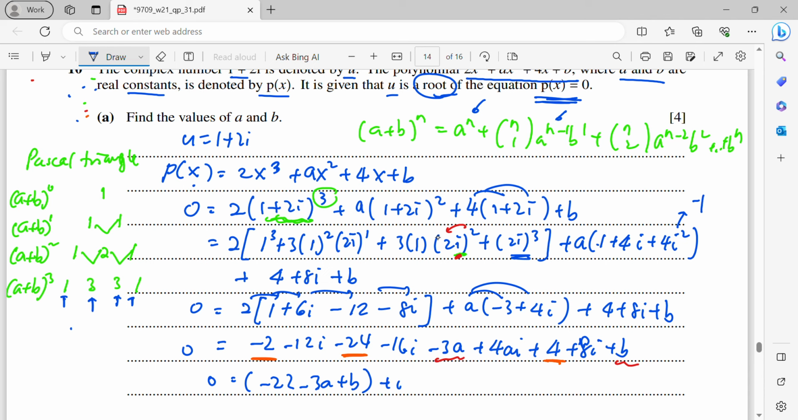So for the imaginary part, so now count. Negative 12i minus 16i, I will get negative 28i. Okay, let me check. Then here you have 4a and then 8i. Okay, wait. Now, negative 12 minus 16, I get negative 28. Negative 28 plus 8, you will get negative 20. Okay, so let me check one more time.